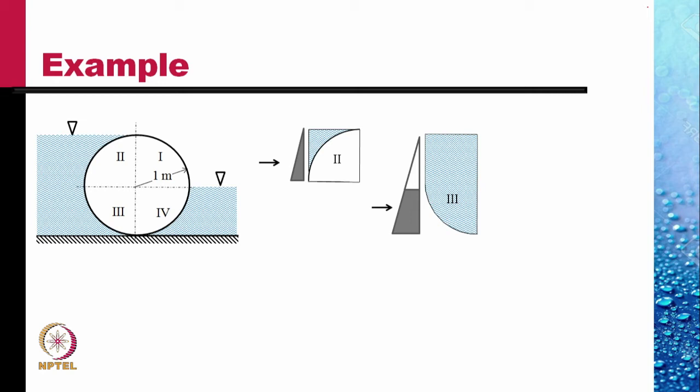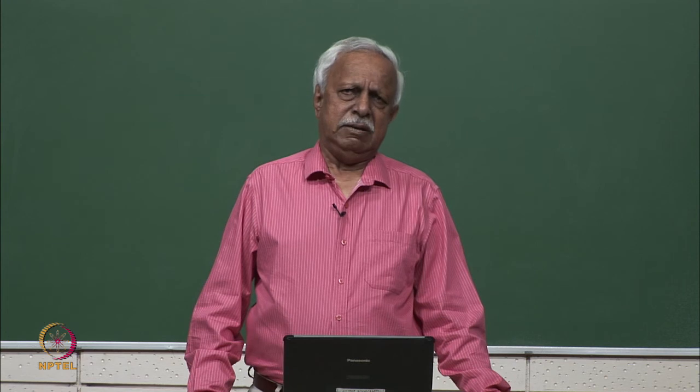The projected area here is again a rectangular plate of height 1 meter. The centroid of that plate would be 0.5 meter from the top of this plate, and so the depth of the centroid from this free surface is 1.5 meter. So pressure here would be rho times g times 1.5 meters, and the force is obtained by multiplying it by the area of this projected area.